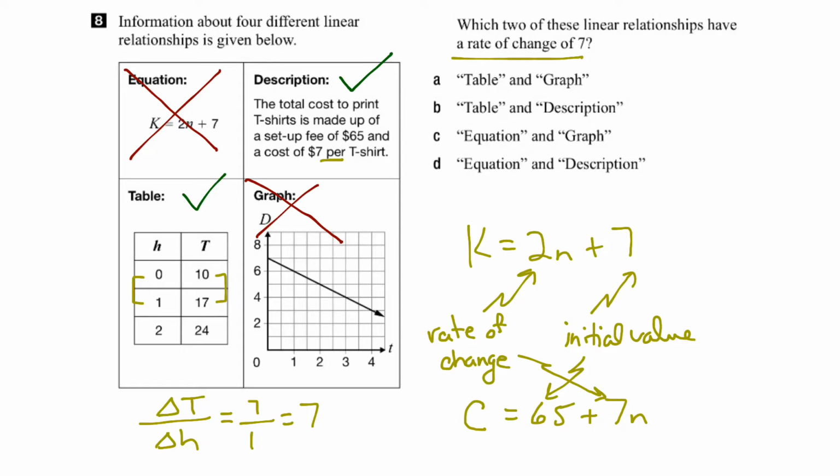So, which of these linear relationships has a rate of change of 7? The description and the table. Therefore, B is the right answer.